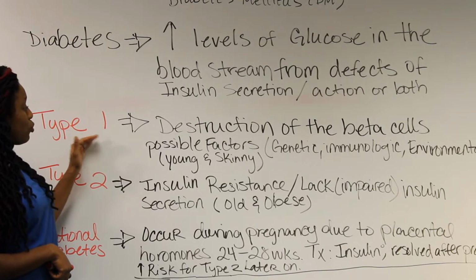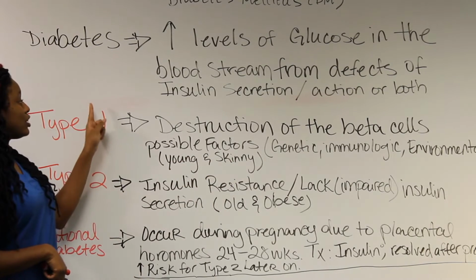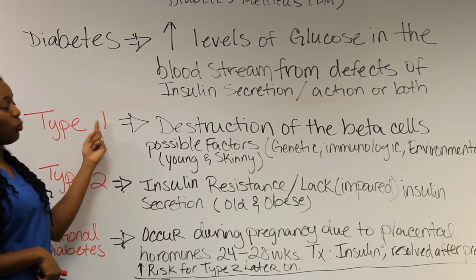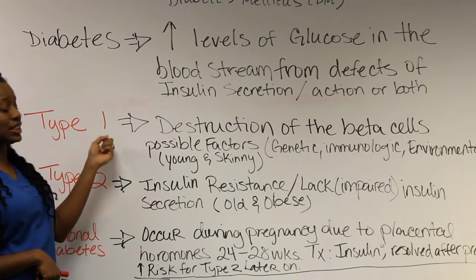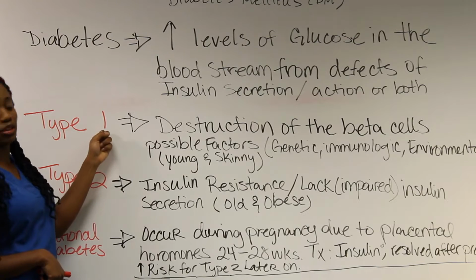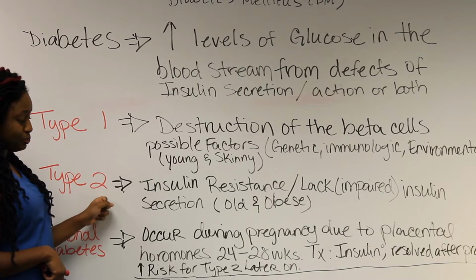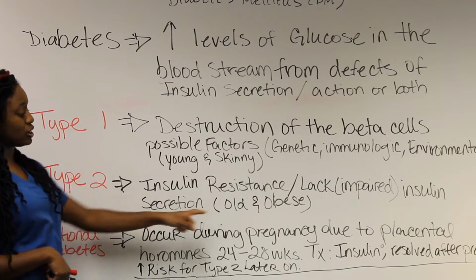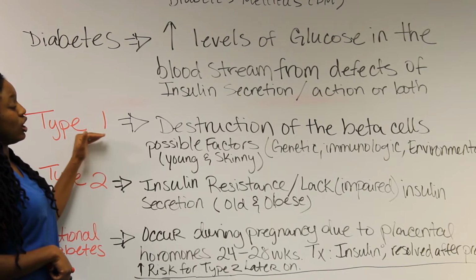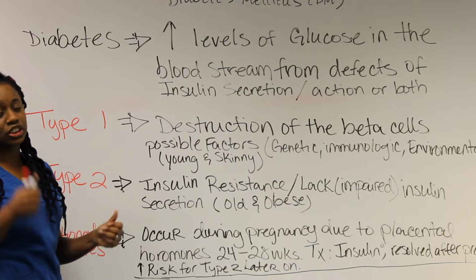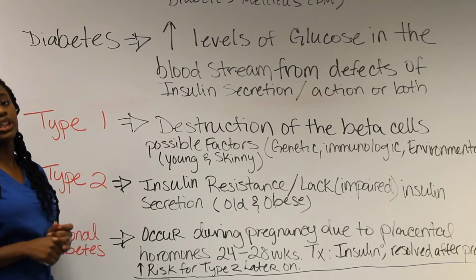Now with type 1, the way you can remember it is people who are young and skinny. Look at the number 1. 1 is slim, okay? So you can think of young and skinny. 2 is bigger than 1, so 2 is your obese patient. 2 is also larger and bigger, so that's why you have old. Old and obese, okay? Young and skinny, okay? Just a trick to remember which one is more common and what appearance you would see in a patient who has diabetes, okay?